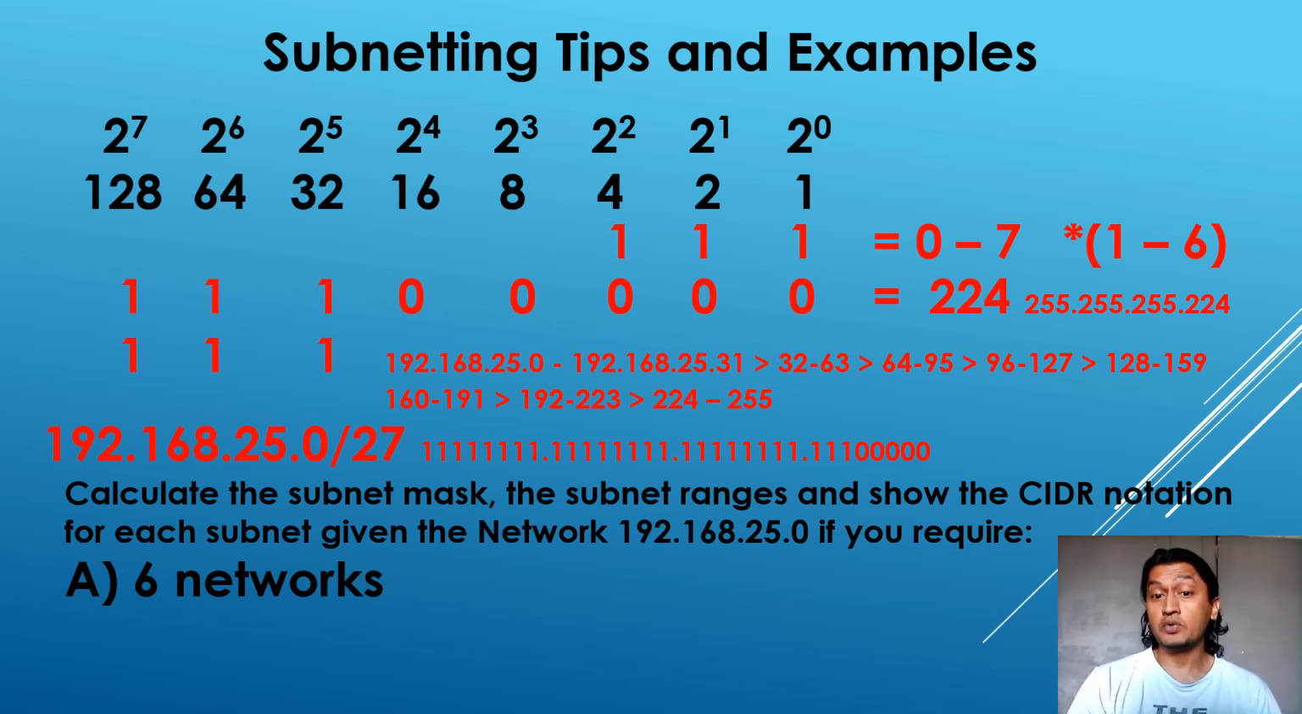192.168.25.0 to 192.168.25.31 as the first subnet, then 32 to 63, 64 to 95, 96 to 127, etc. until you get to 255. CIDR notation, pretty straightforward.